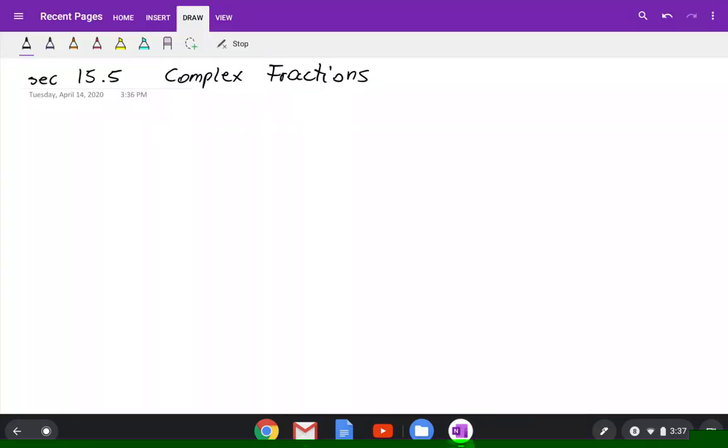Okay, hello guys, I hope you're doing well. This is section 15.5, complex fractions. So we continue with simplifying fractions.